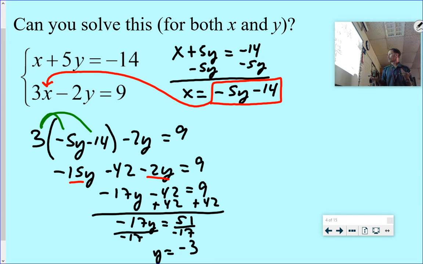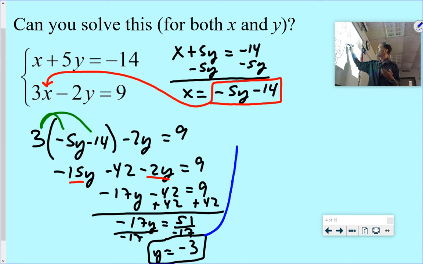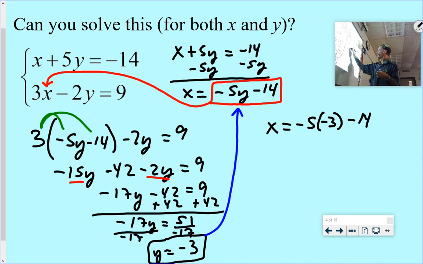So we're most of the way home, because once I have this, I can plug it into what I solved for at the beginning, and then solve for x. So just plug in y. I have x equals negative 5, again in parentheses, times negative 3, minus 14. And then that's just some arithmetic. So I have x equals 15 minus 14. Remember, negative times negative is positive. So x equals 1. And guess what? I'm done.